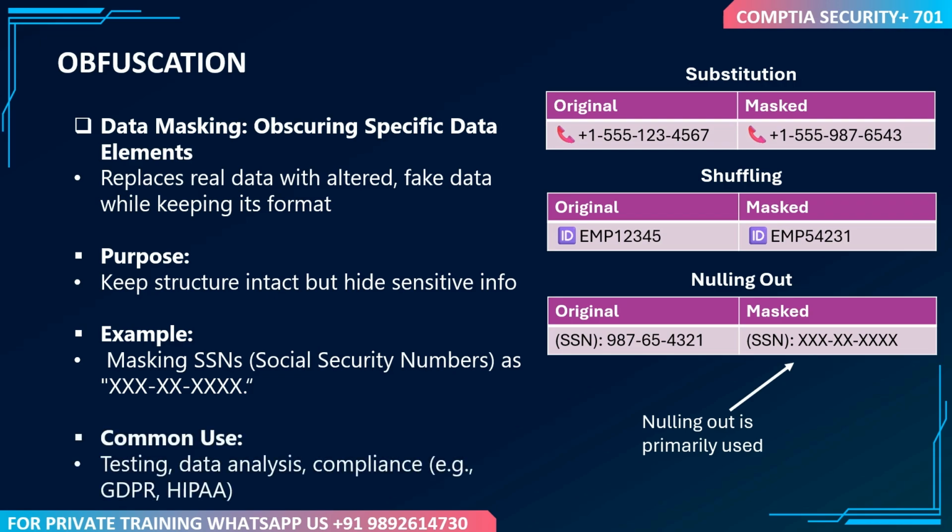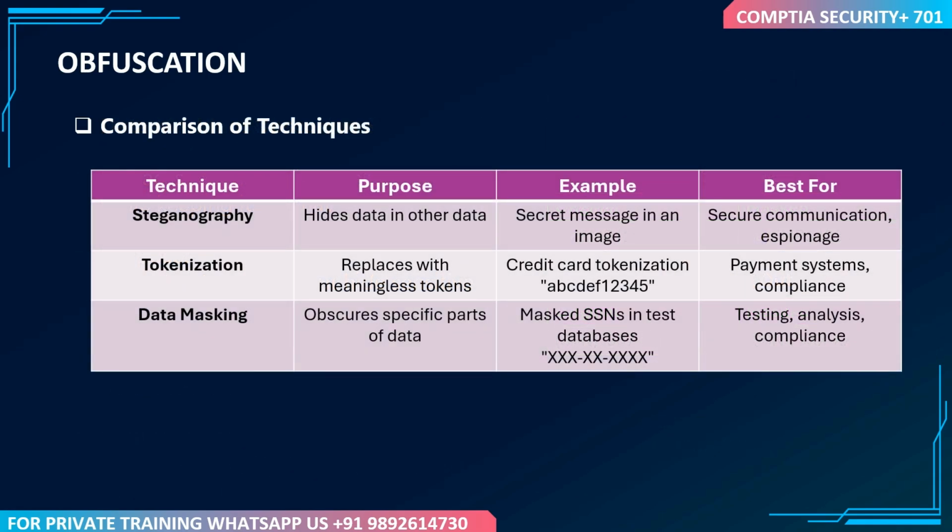Data masking is commonly used in situations where organizations need to comply with regulations like GDPR or HIPAA, which require that sensitive data be protected. Now, comparison of steganography, tokenization, and data masking. While all three techniques, that is, steganography, tokenization, and data masking, are used to protect sensitive data, they have different use cases and operate in distinct ways.